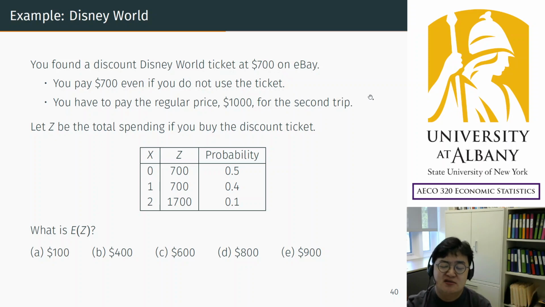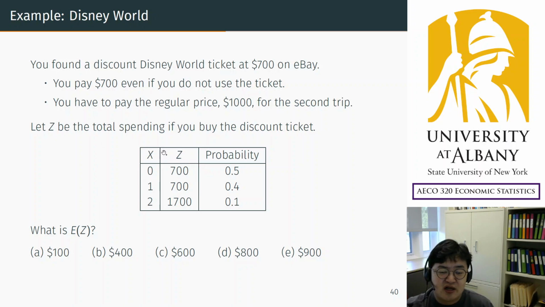But the problem here is I need to buy it right now if I'm to buy it. But I may not go to Disney World. So it's discounted, but the risk is I'm not using it, right? So then we will think about the problem using a probability distribution again. The scenario goes like this. I have to pay $700 if I take this deal. I have to pay $700 even if I don't use the ticket, right? I may not use the ticket at all. And if I go to Disney World twice, then the second trip should be at regular price. So it is only one ticket, right?